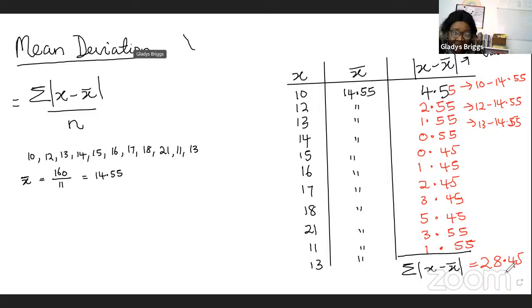And if you add them all up, you have 28.45. And then you have to put that into your calculator. So mean deviation is equal to 28.45 over 11, and then you get your answer.